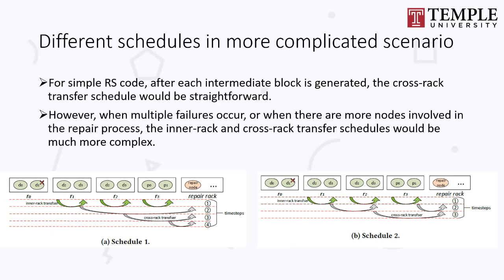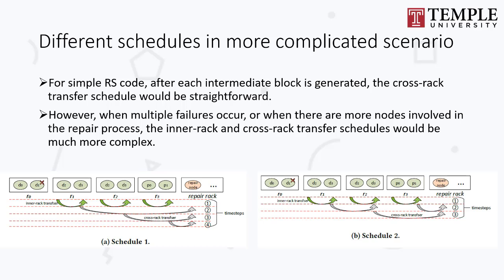So for simple RS code, after each intermediate block is generated, the cross-rack transfer schedule would be straightforward. However, when multiple failures occur or when there are more nodes involved in the repair process, the inner-rack and the cross-rack transfer schedules would be much more complex. So below shows an example with RS(6,2) code, and it has two schedules.